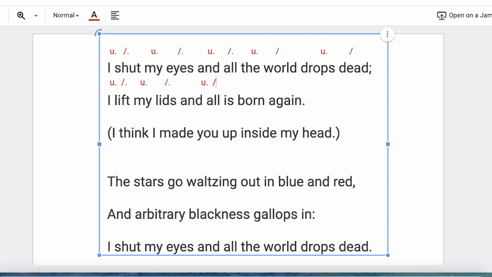And all is born again. So with a word like again, where you have a 2-syllable word, she doesn't have a lot of them in here, but if you look at it, these you can look in the dictionary. The dictionary will actually show you how to do this.